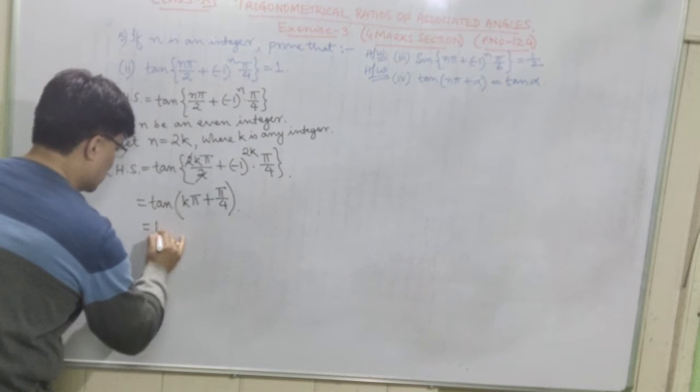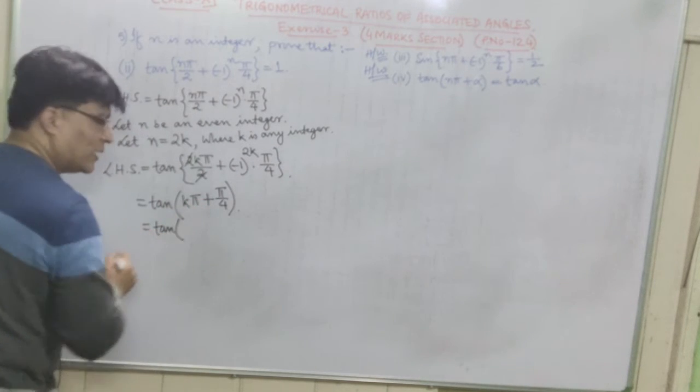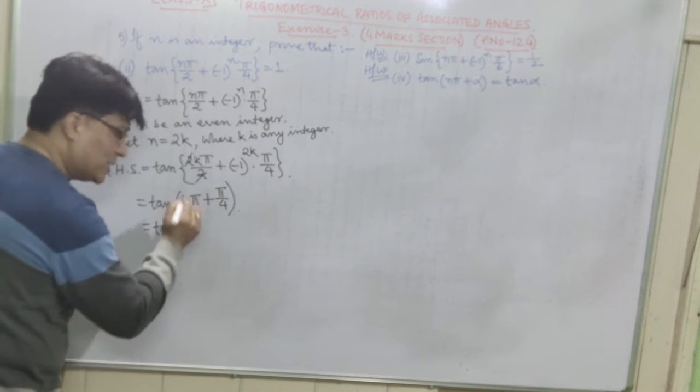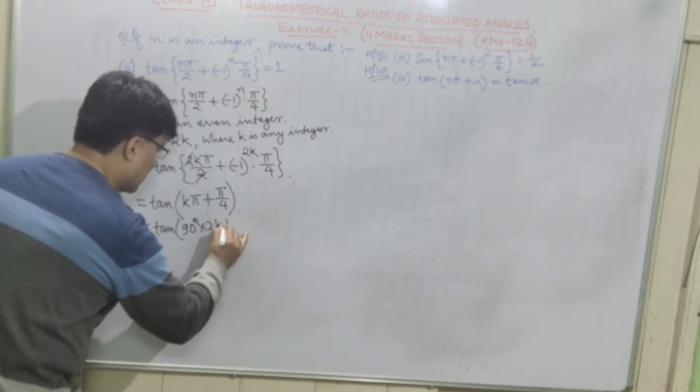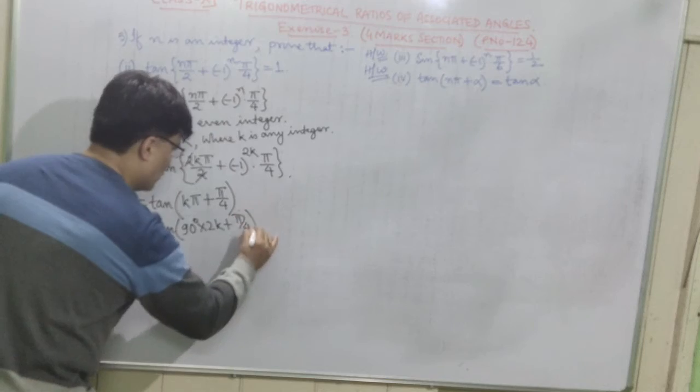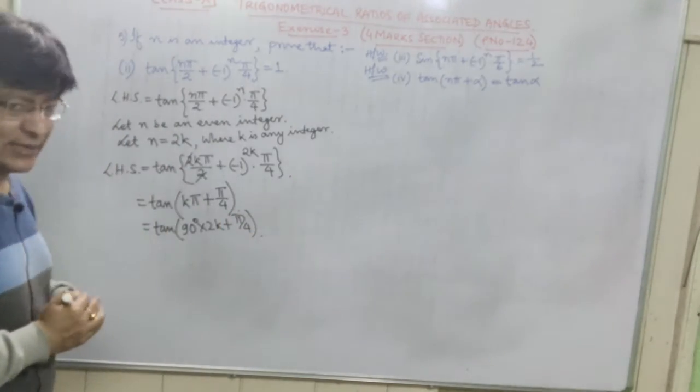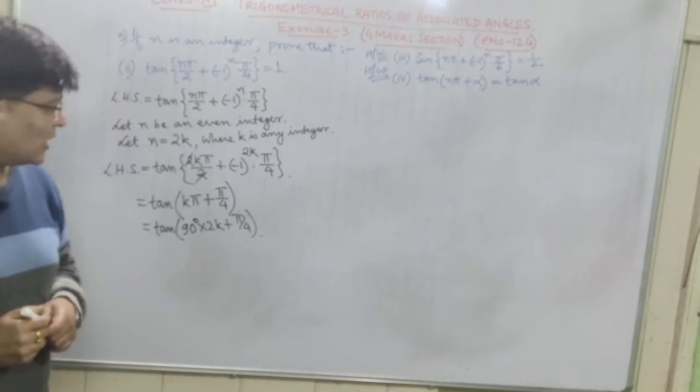Right? So which is equal to tan. What is 180 degree? This pi is 180 degree. It can be written as 90 degree into 2k plus pi by 4. So in which quadrant does it lie? Can you tell me in which quadrant does it lie?